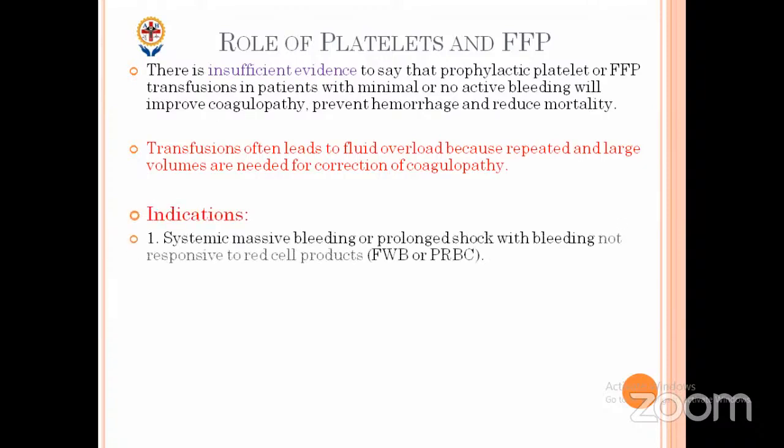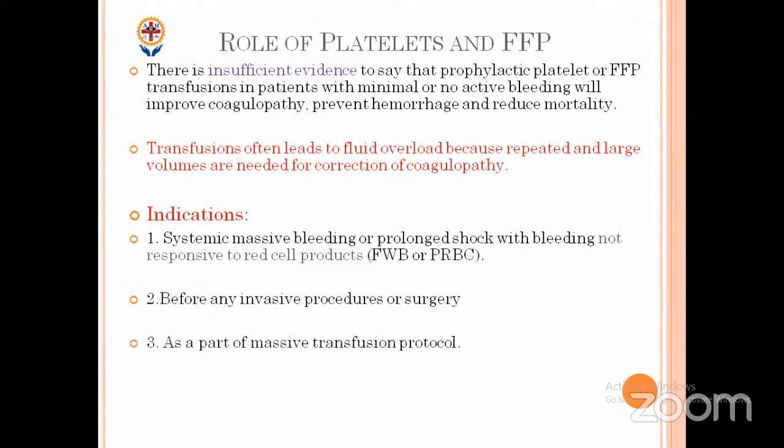And coming to indications, as you told, it's massive bleeding or prolonged shock with bleeding not responding to red blood cell products. This is the most important thing you have to remember. When you have prolonged shock with bleeding that is not responding to your RBC transfusions, only then do you move to platelet and FFP transfusions. And if you're doing any central line catheterization or arterial catheterization, we need a transfusion to prevent bleeding from that site. And as a part of the massive transfusion protocol.